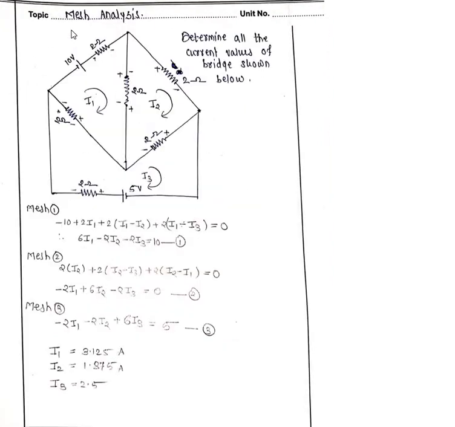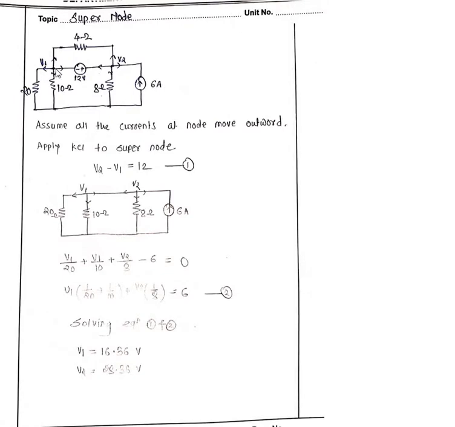That's all. I will show you the diagram. See here, between node 1 and node 2, a voltage source is present. That is called a super node. So between two nodes, if a voltage source is present, that is called a super node.